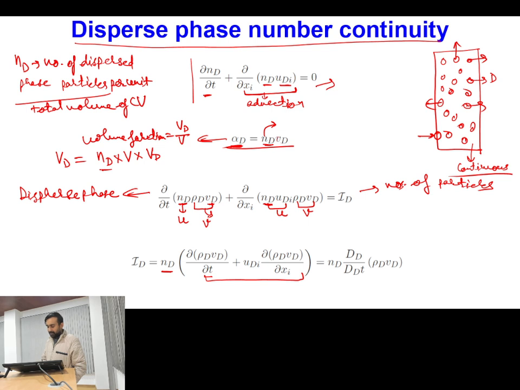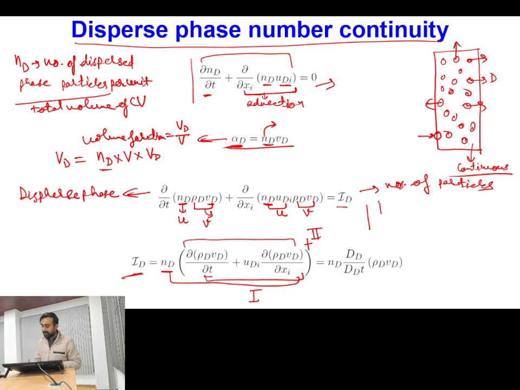If you apply the method of separation of variables over here, then this will be the first term, and along with this first term I will have this as my second term. This second term, from the number conservation, can be substituted equal to 0. Then I will get this first term equal to Id, and from here my Id is nothing but Nd times this term, which is the temporal derivative plus velocity times the spatial derivative. So this is nothing but the definition of the total derivative.